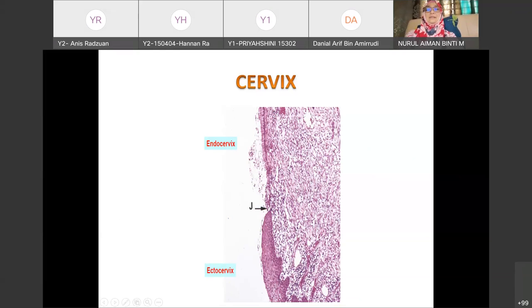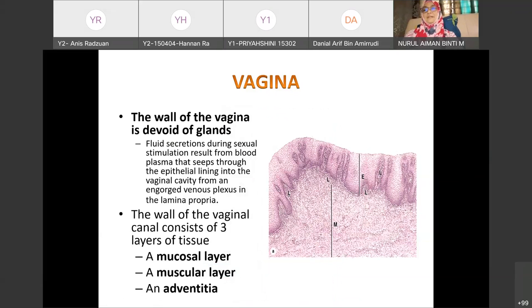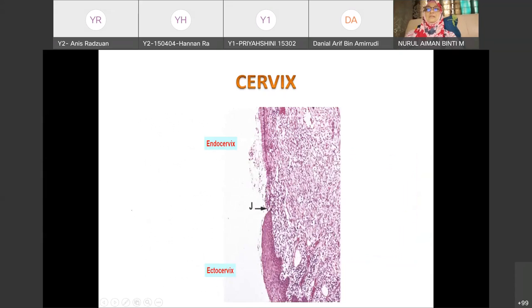You can see here the endocervical glands, ataupun dia panggil cervical glands, in between. You can see a lot of tissue here, mainly fibroblasts and very dense connective tissue, but you can see it clearly only under a very special stain. What about the vagina? The wall of the vagina is devoid of glands. So where does the secretion from the vagina come from? The fluid secretion during sexual stimulation results from blood plasma that seeps through the epithelial lining into the vaginal cavity from the engorged venous plexus in the lamina propria. Mainly the secretions also come from the cervical glands.